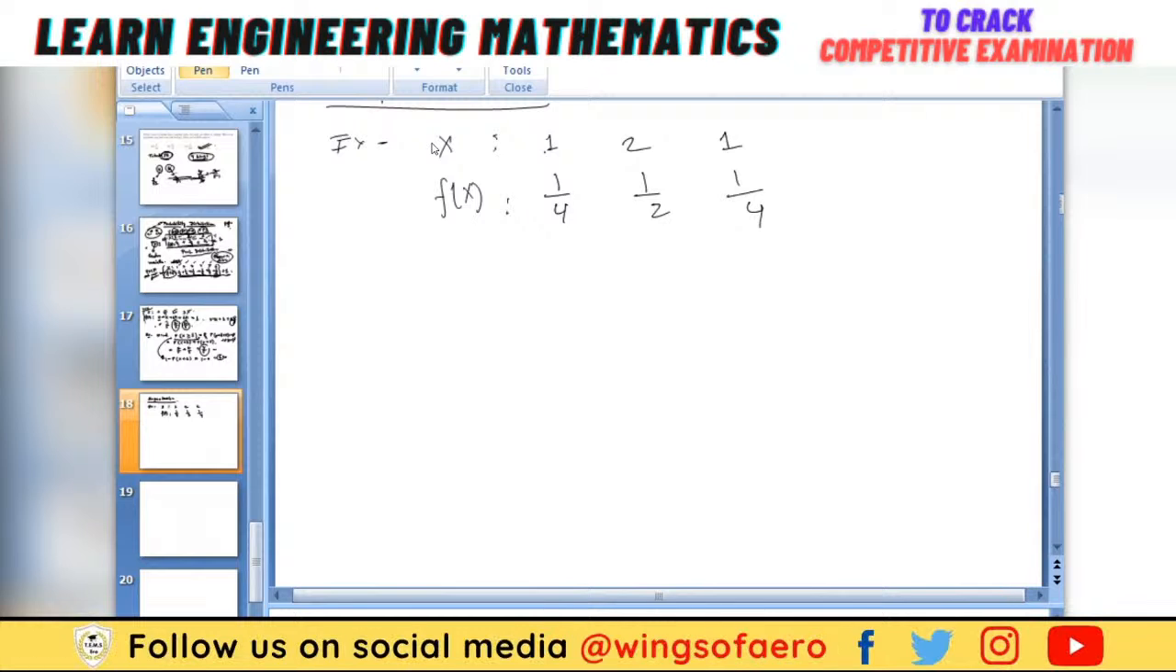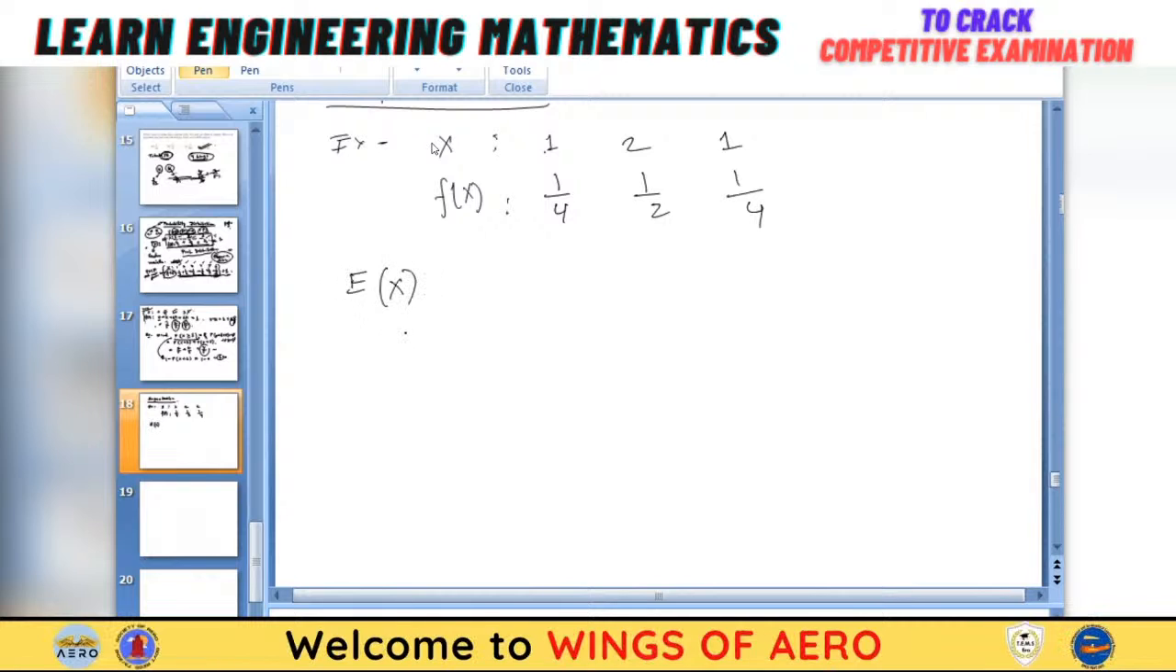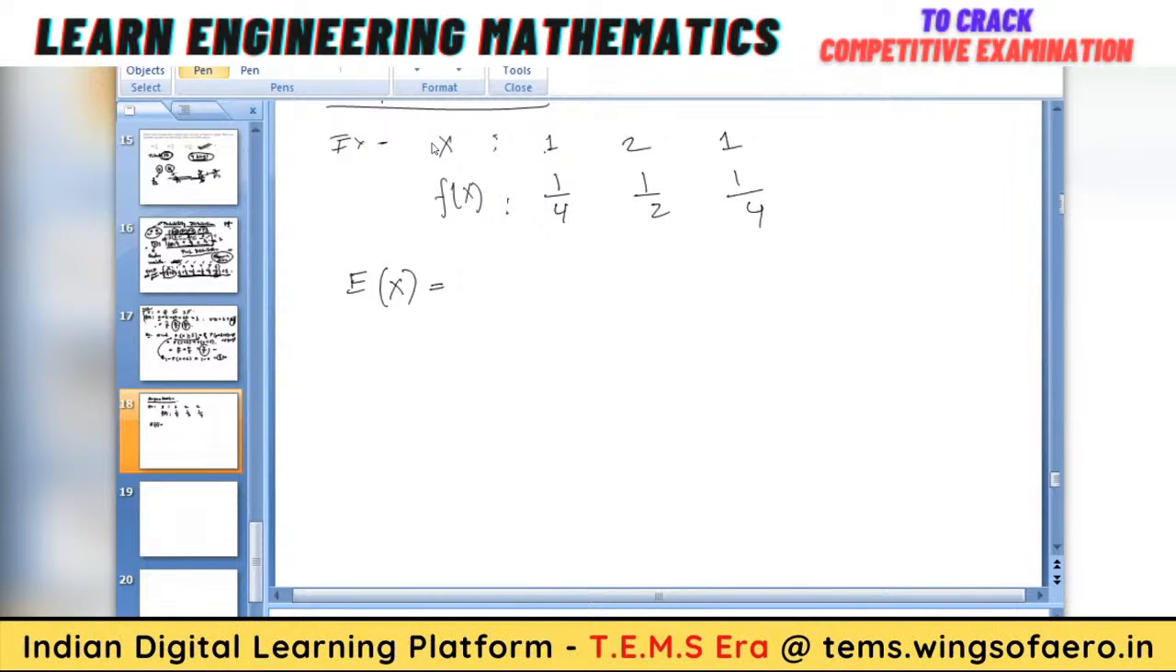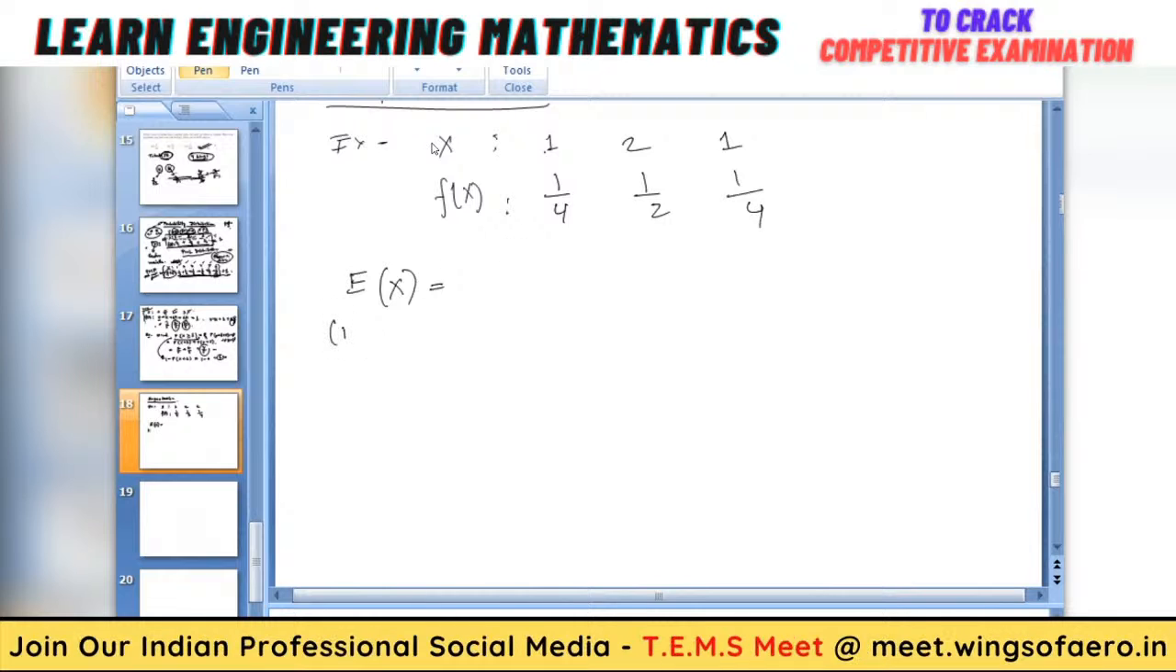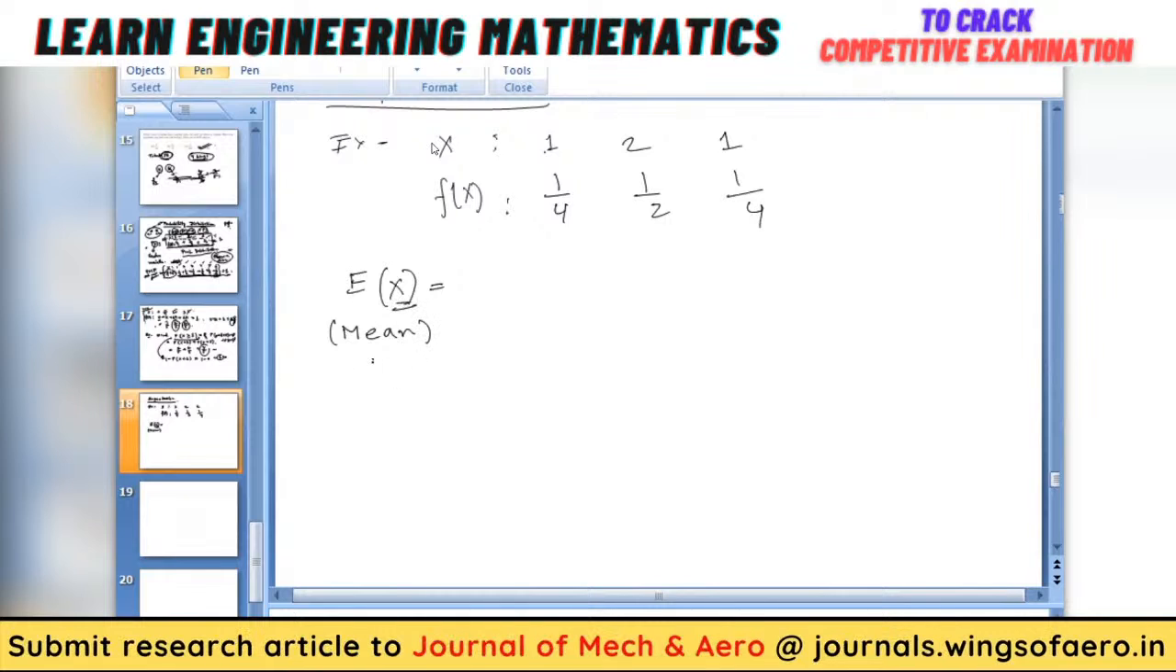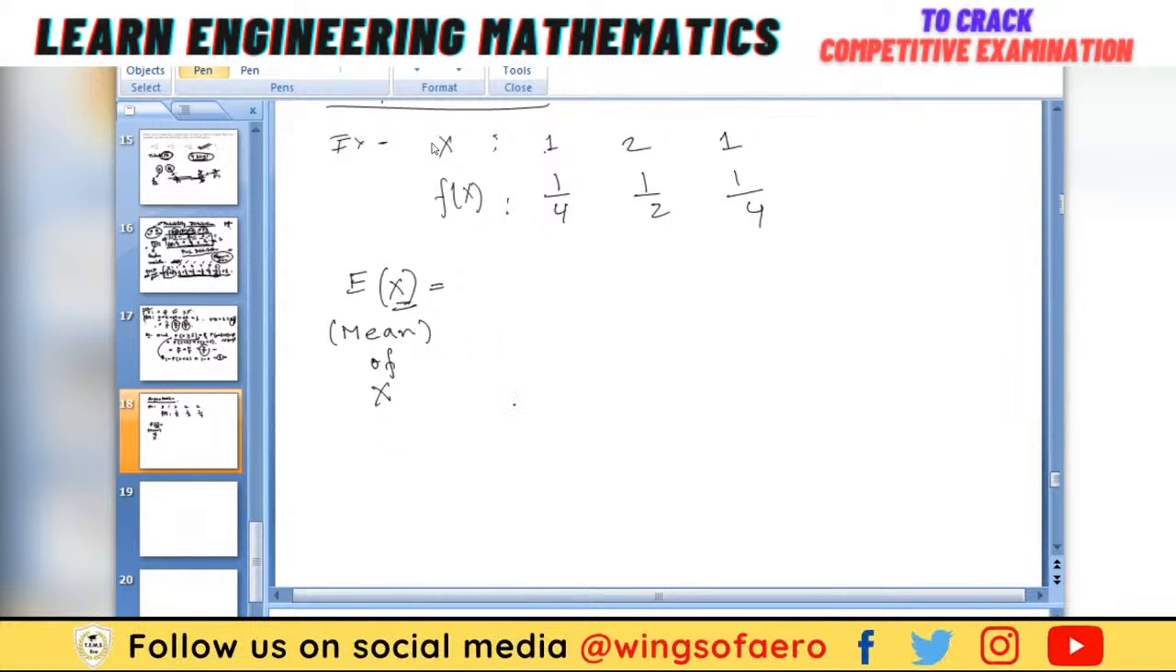Okay, same example. Expectation of x. Just remember this. I'm not going to discuss what expectation is. It is also called the mean or average of this random variable x. So expectation of x is also called the mean of x.